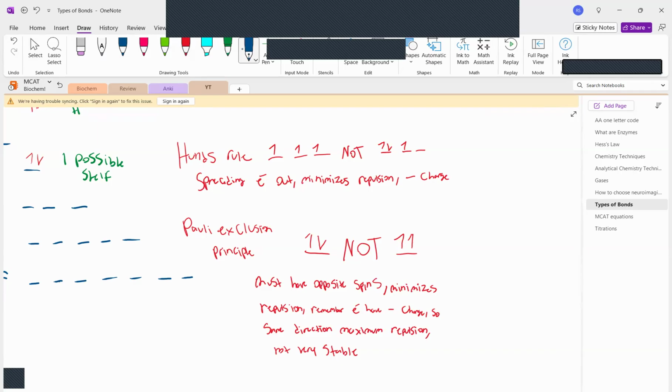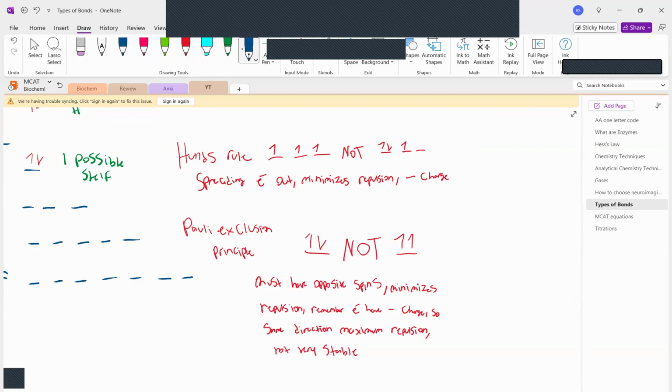Remember, an electron has a negative charge, right? Remember when you're talking about electricity, not solubility, like charges repel where opposites attract. So the same direction of spin will maximize your repulsion, so it's not very stable. Remember, nature in general wants to be as stable as possible because it wants to use the least amount of energy as possible.